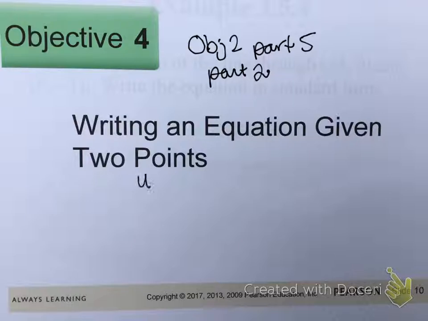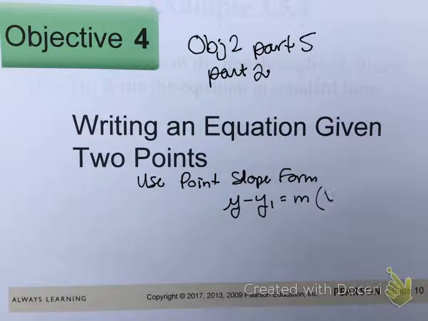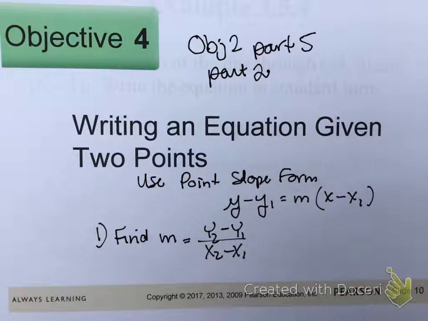We are still going to use point-slope form. And just a reminder, point-slope form is y minus y1 equals m times x minus x sub 1. But this time around, we're going to be given 2 points. When you're given 2 points, you have to find your slope first. And to find m, the equation is y2 minus y1 over x2 minus x1. And then you use y minus y1 equals m times x minus x sub 1. If you're wondering if you have to memorize these formulas, the answer is yes. So I would make myself flashcards.